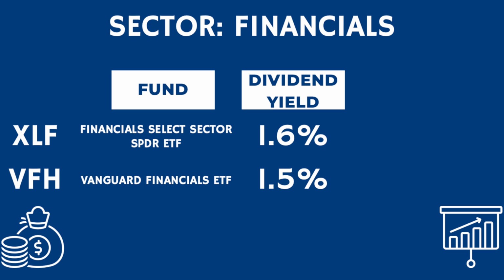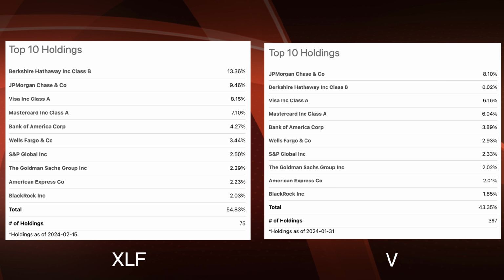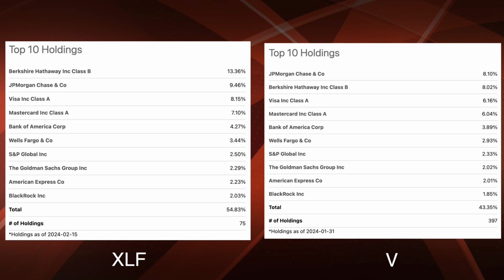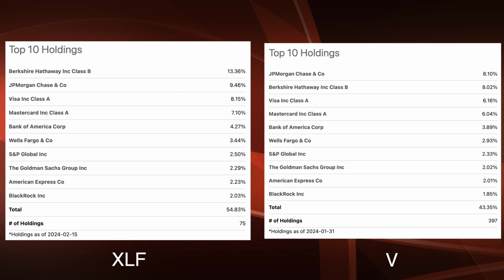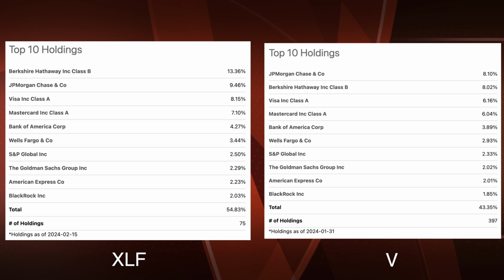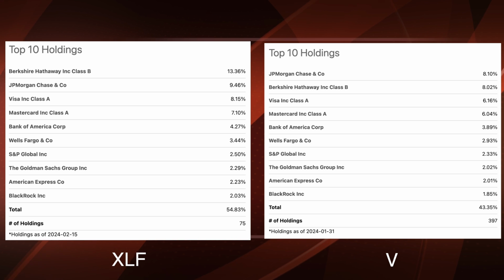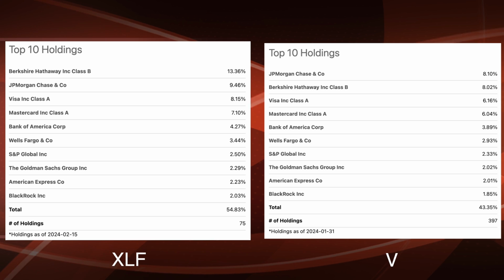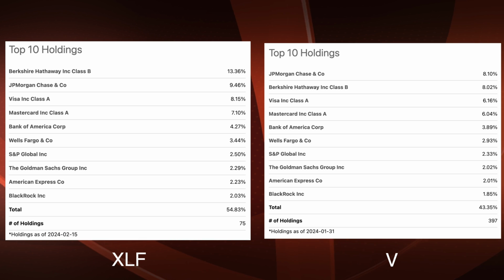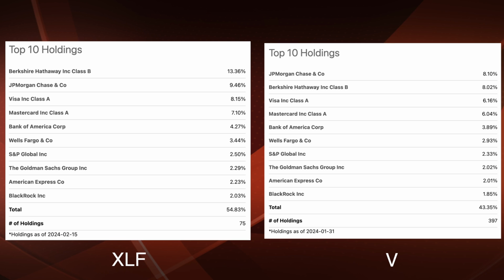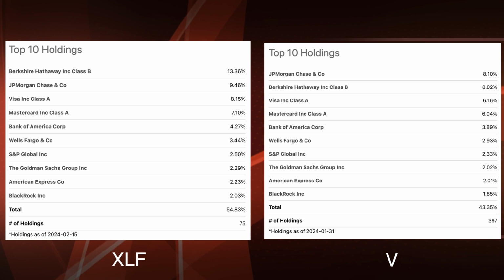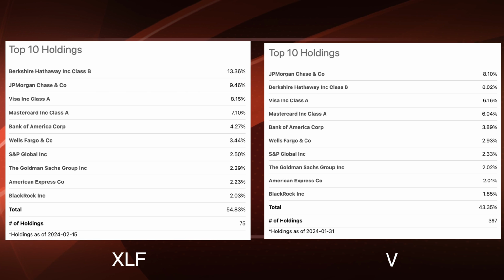Both of these ETFs have smaller dividends, with XLF having a dividend yield of 1.6% and VFH having a dividend yield of 1.5%. Now let's take a look at the ETF's top holdings side by side. XLF's top 5 holdings include Berkshire, JP Morgan Chase, Visa, MasterCard, and Bank of America. In total, it has 75 total holdings, with the top 10 accounting for 55%. VFH, on the other hand, has top holdings that include JP Morgan, Berkshire, Visa, MasterCard, and Bank of America, with 397 total holdings, and the top 10 accounting for 43%.